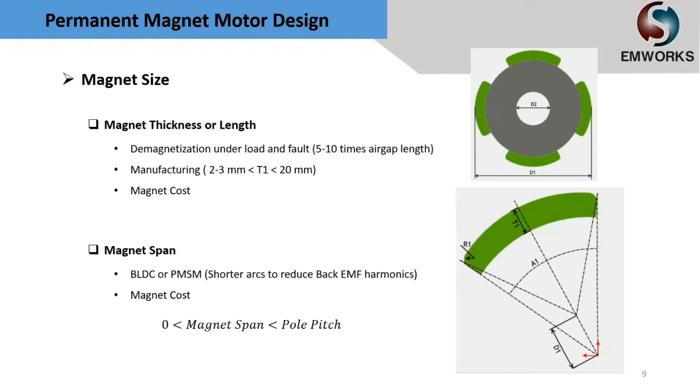So there are a couple of things we are going to see here in this presentation, how we are going to determine the magnet span for BLDC. And here you can see that the magnet span is somewhere between 0 to the pole pitch, which in this case was between 0 to 90 degrees.